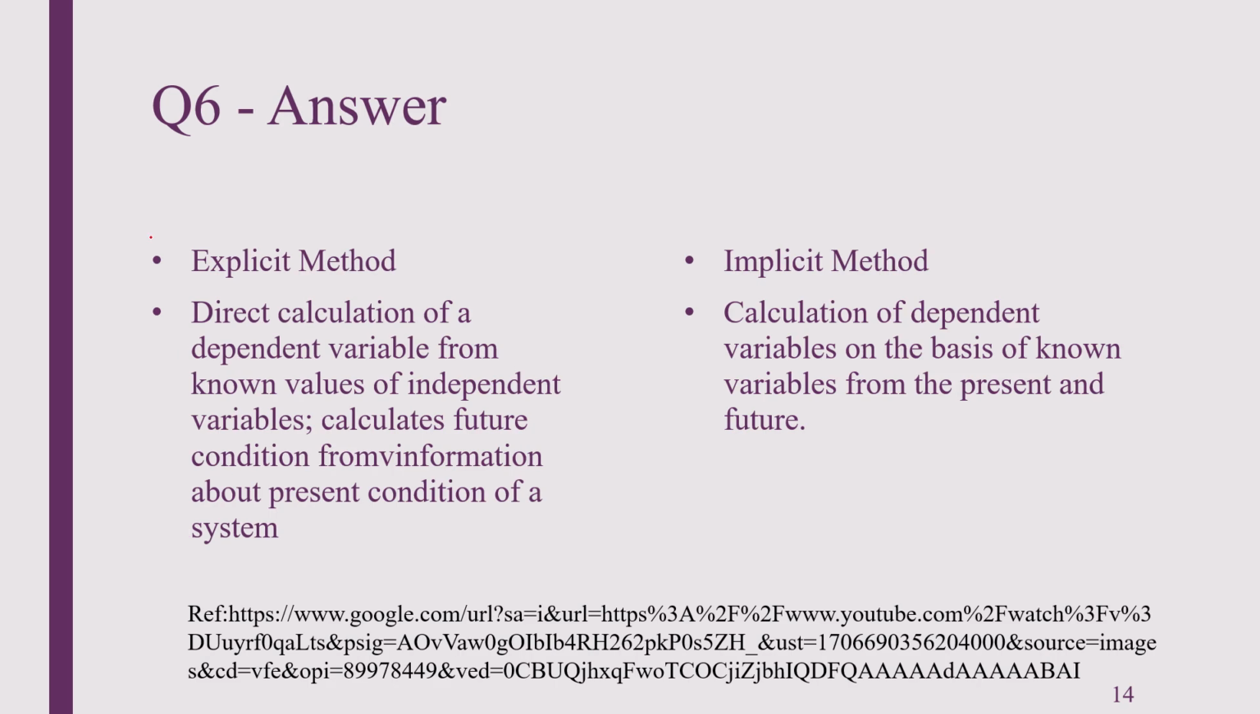So what is the explicit method? It is the direct calculation of the dependent variable from known values of independent variables; it calculates the future condition from information about the present condition of a system. So we get the values at the next time step from the information we have from the present condition. Whereas in the implicit method, the calculation of dependent variables is based on known variables from the present as well as the future. This is the difference between explicit and implicit methods.